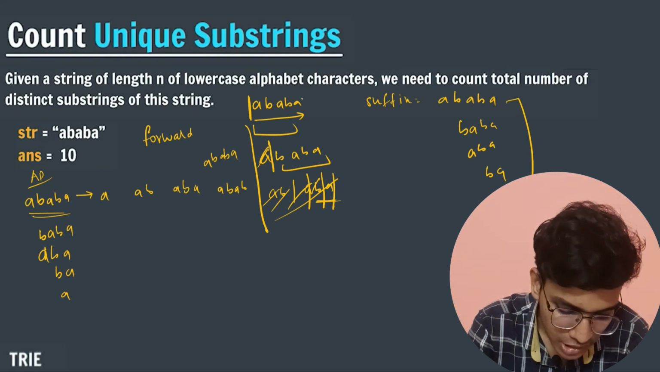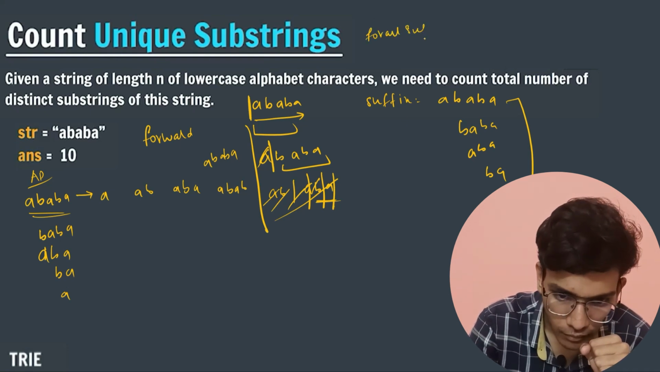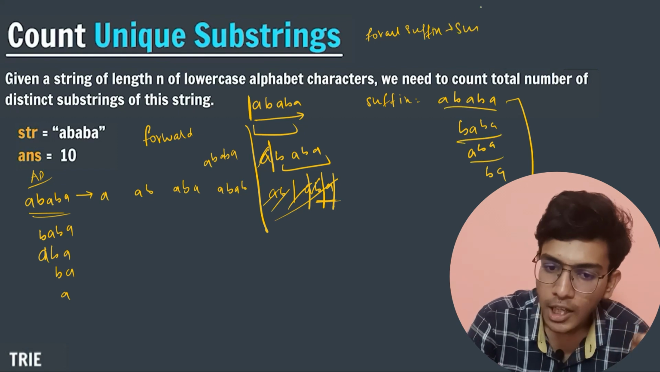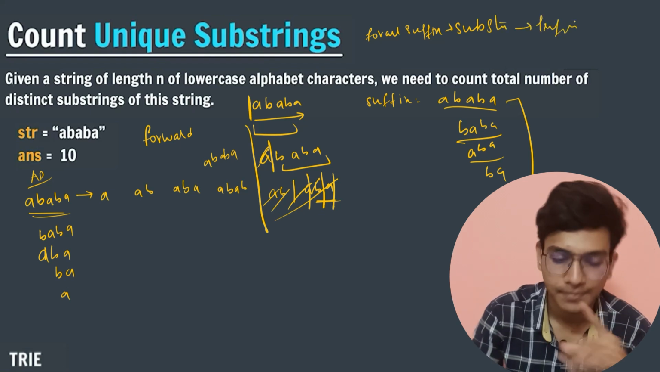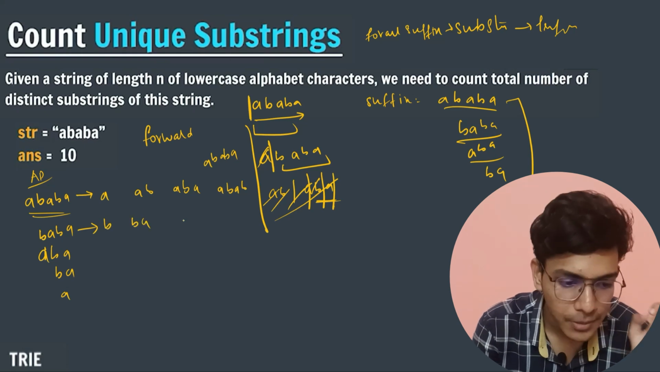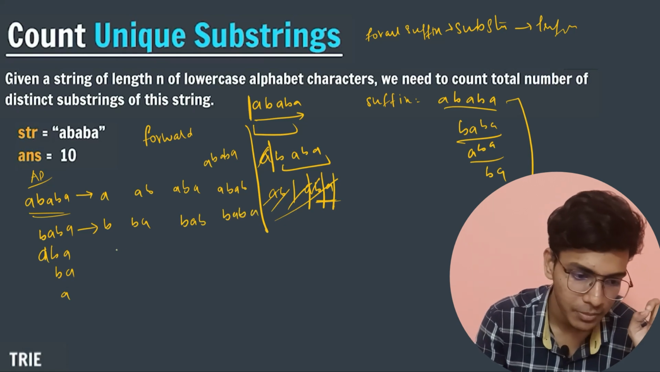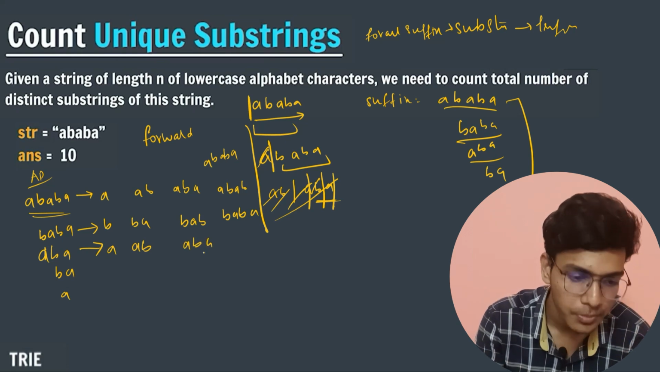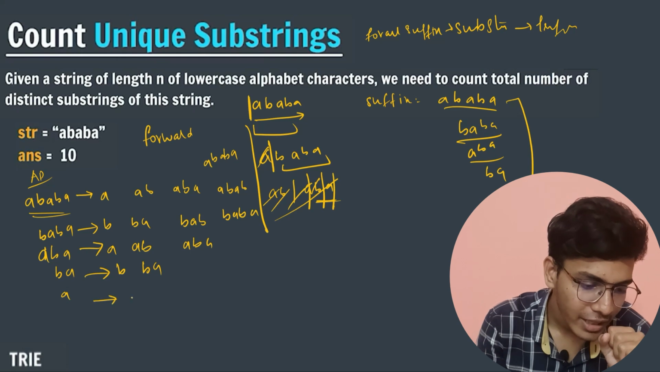So what I am doing is that for all the suffixes, whatever substrings I am getting, so this is a substring, this is a substring, right? For these suffix substrings, I will calculate their prefixes. B is a prefix, BA is a prefix, after that BAB is a prefix, after that BA is a prefix. Similarly for this string, A is a prefix, AB is a prefix, ABA is a prefix. Similarly for this, B is a prefix, BA is a prefix, and finally A.